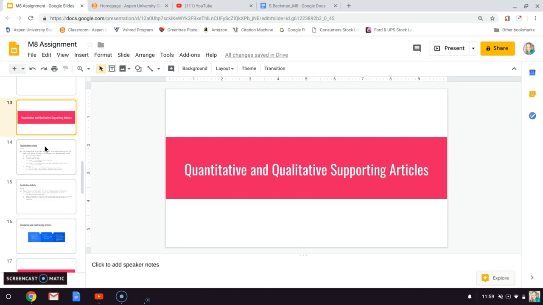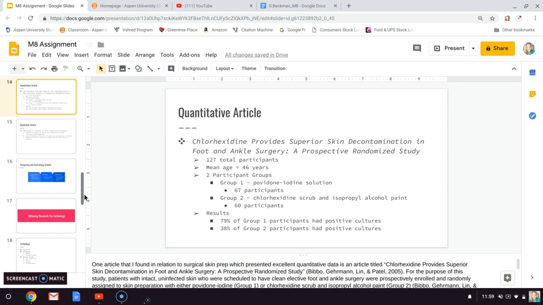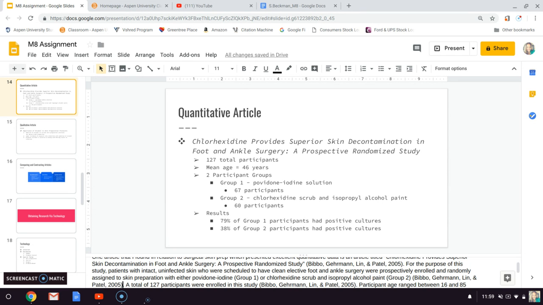Quantitative and qualitative articles. One article that I found in relation to surgical skin prep, which presented excellent quantitative data, is called Chlorhexidine Provides Superior Skin Decontamination in Foot and Ankle Surgery, a prospective randomized study. For the purpose of this study, patients with intact, unaffected skin who were scheduled to have clean elective foot and ankle surgery were prospectively enrolled and randomly assigned to skin preparation with either povidone iodine in Group 1 or chlorhexidine scrub and isopropyl alcohol paint in Group 2.